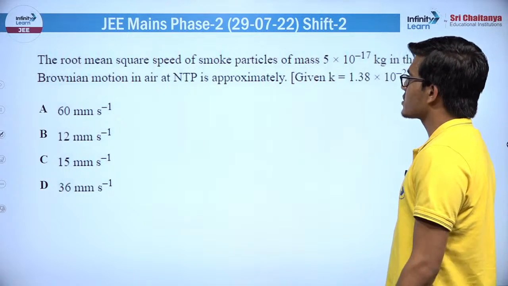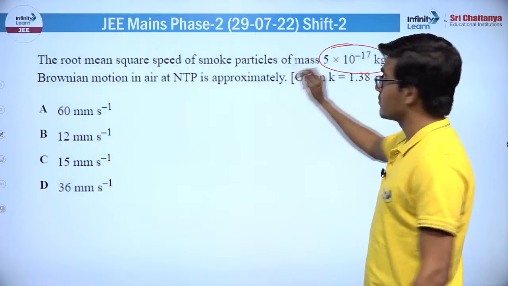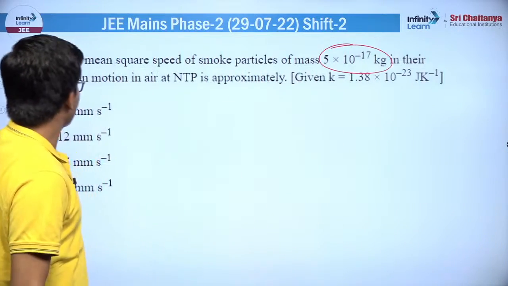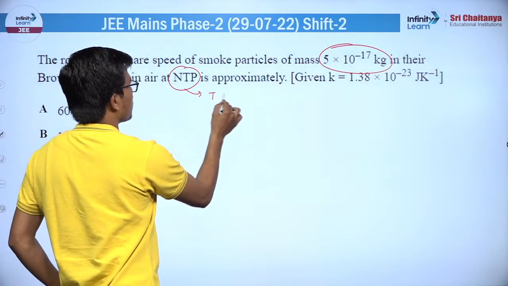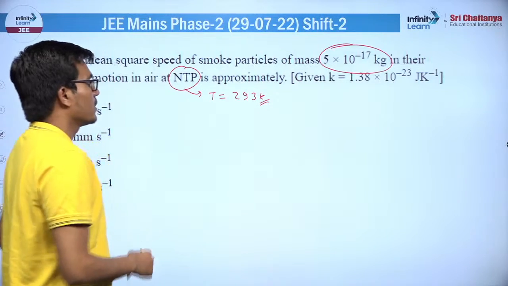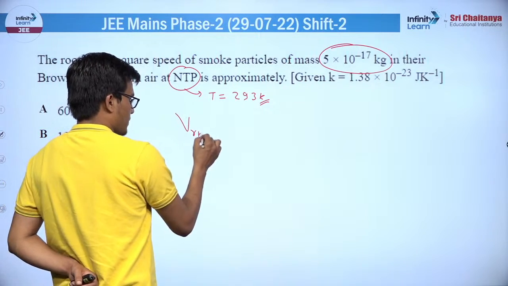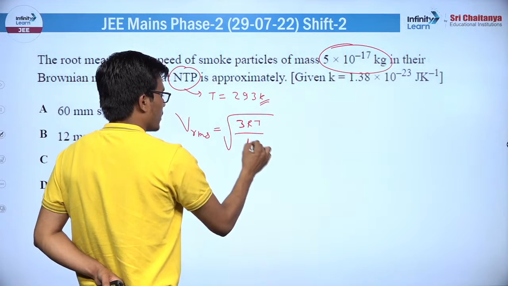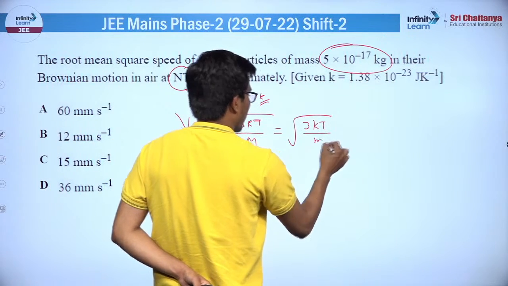The root mean square speed of smoke particles of mass is given, not molecular weight of that material, in their Brownian motion in air at NTP. NTP simply means 20 degrees centigrade, so approximately 293 Kelvin, okay? And we need to find the root mean square speed, means RMS speed. So RMS speed is given by root 3 RT by molecular weight, but if you know the mass, so you have to apply 3 kT by m, right?